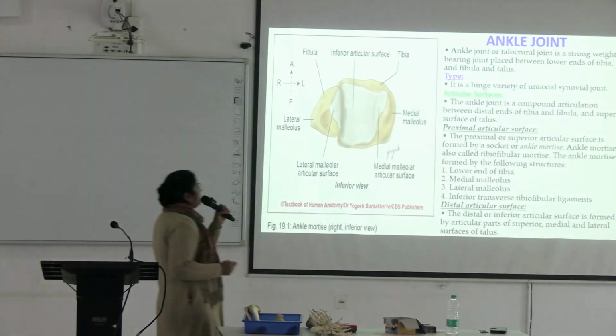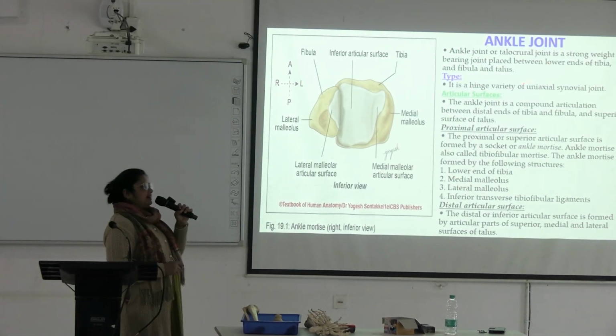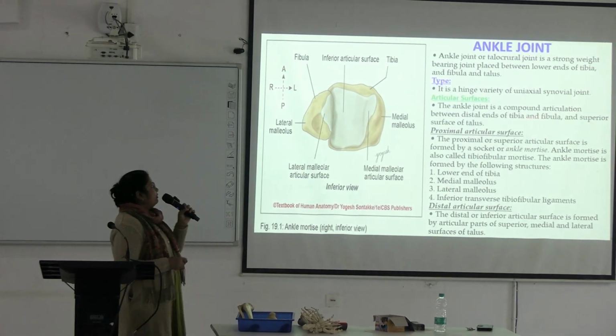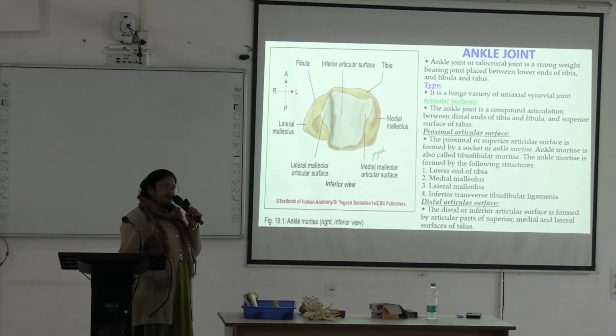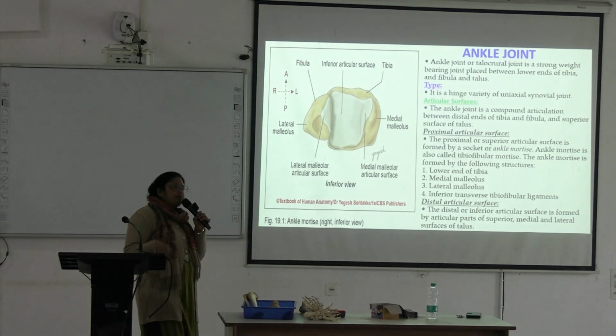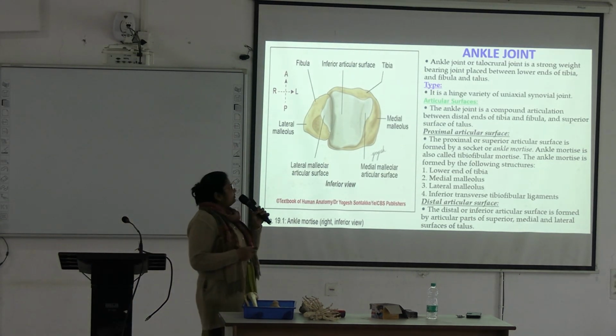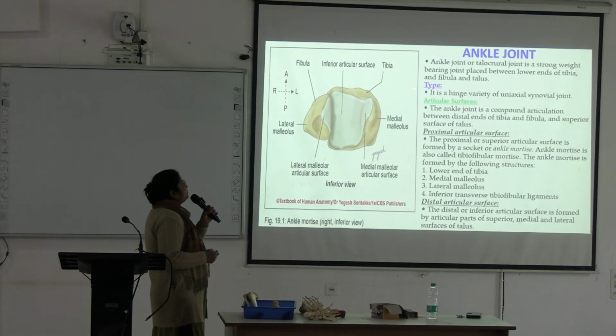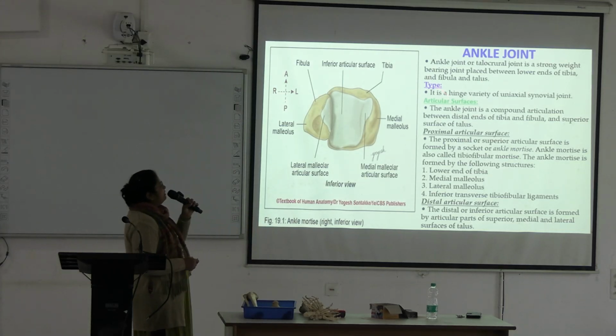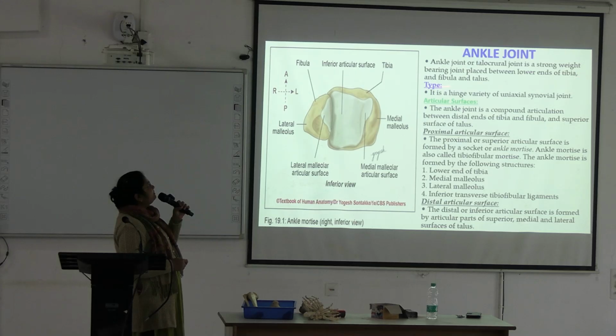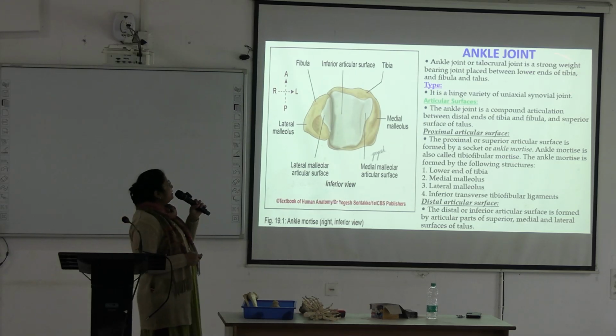So ankle joint, it is also known as talocrural joint. Okay, formed between the talus and the crural bones. Crural bones means tibia and fibula. And it is a strong weight bearing joint placed between the lower ends of tibia and fibula and the talus.